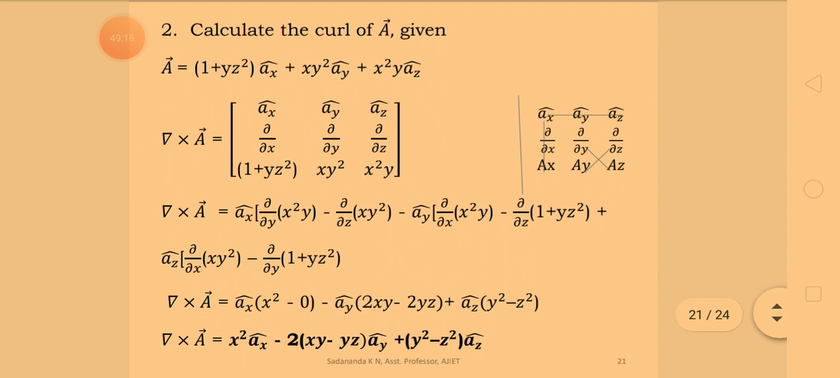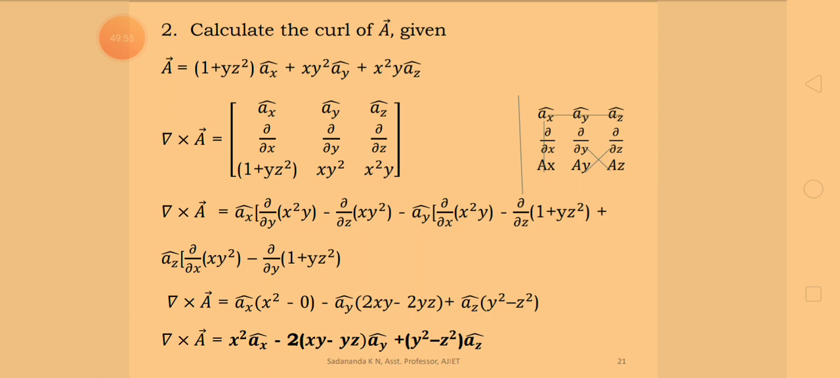Second problem: calculate the curl of vector A. It's given as (1 plus yz square) ax cap plus xy square ay cap plus x square y az cap. In the second problem also, you have to write the expression for the curl of vector A in the matrix form: unit vectors in the first row, the partial derivatives in the second row, and the third row has the x component, y component, z component of the vector A. So it's very clear from the expression.